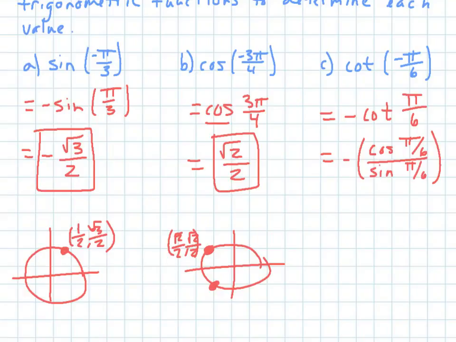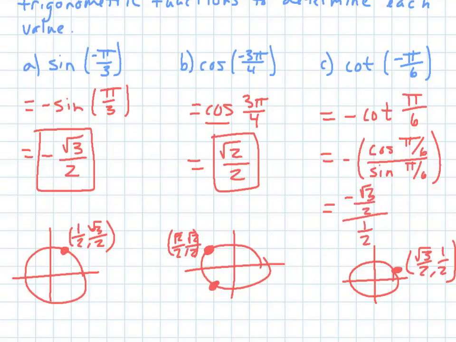Okay, so at pi over 6, it's the 30 of that one, so square root of 3 over 2, comma 1/2. So then now, cosine is square root of 3 over 2 divided by 1/2. And then multiply by the reciprocal. 2's cancel out, so I get the negative square root of 3. Okay? And so those would be my answers.